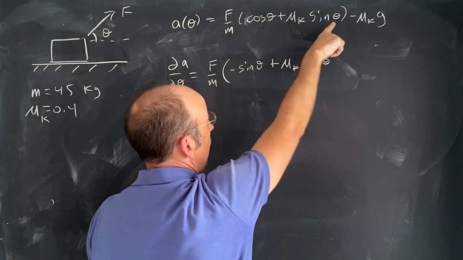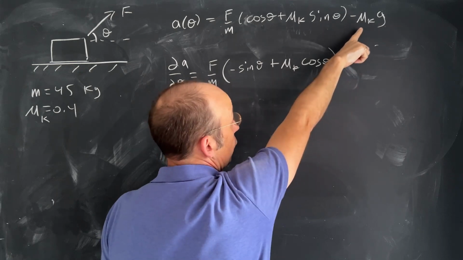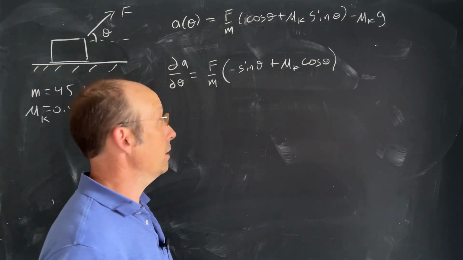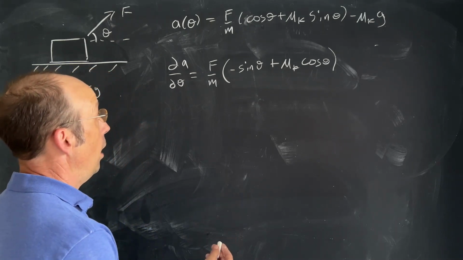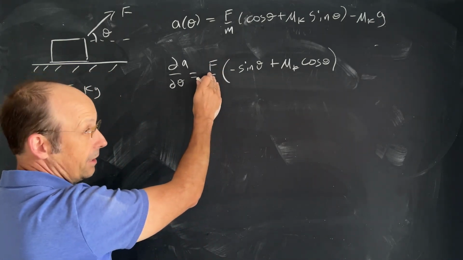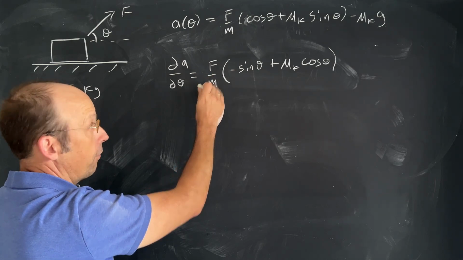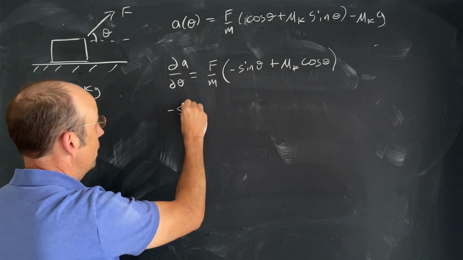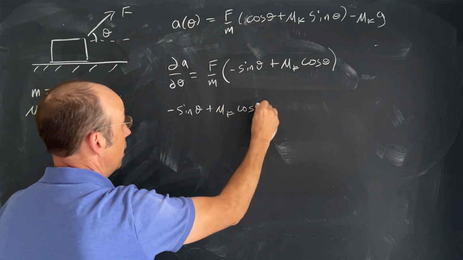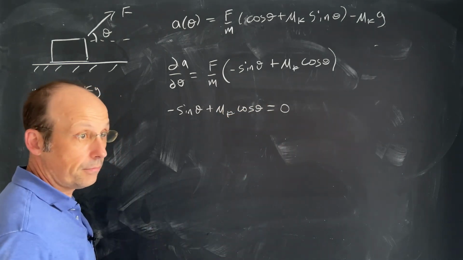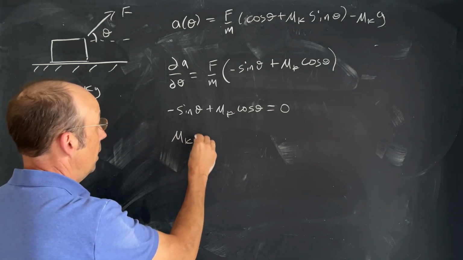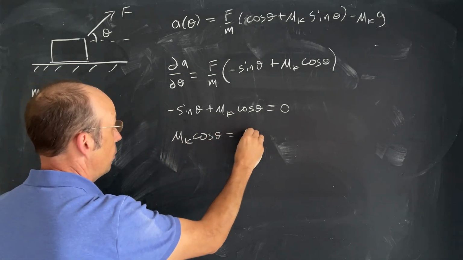I take the derivative of that with respect to theta. And then I take the derivative of mu k g. It doesn't depend on theta, so that's 0. So that's it. Now I'm going to set that equal to 0. So this is a constant. I can multiply both sides by m over f. I get negative sine theta plus mu k cosine theta equals 0. Now add that to both sides. Mu k cosine theta equals sine theta.